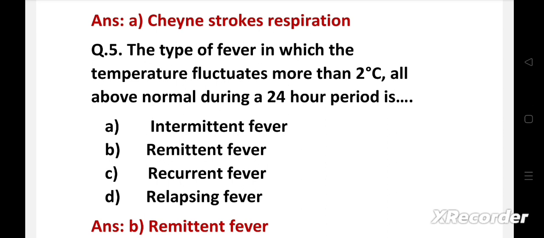Intermittent fever is a type of fever in which there is an interval where temperature is elevated for several hours, followed by an interval where temperature drops back to normal.